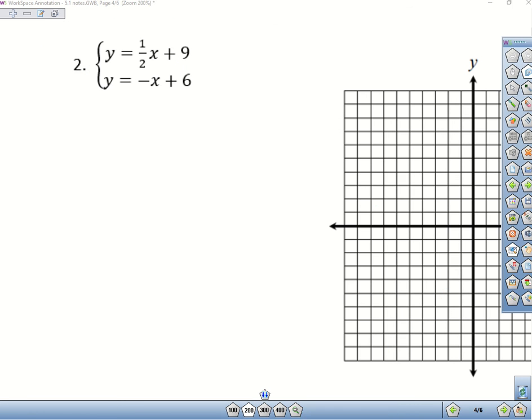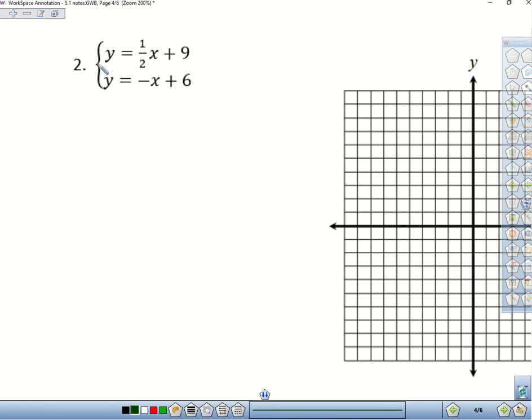So does anybody have any questions? Alright. So number 2, we're going to graph both of these, okay? I'm going to graph the first one in this dark green color, and I'll graph the second one in this red so you can follow along with me.